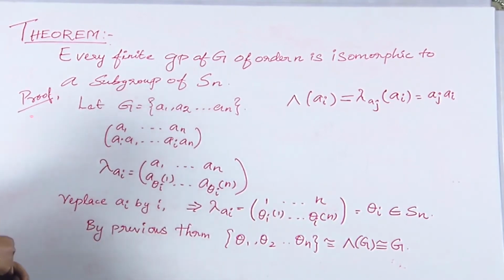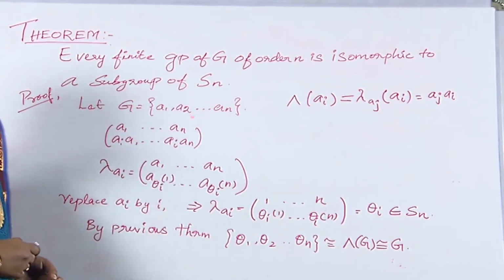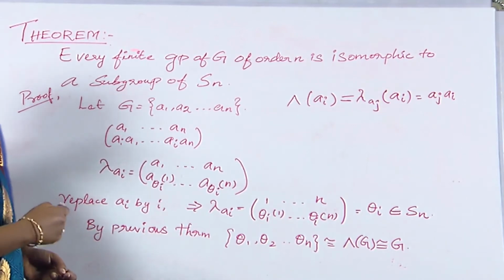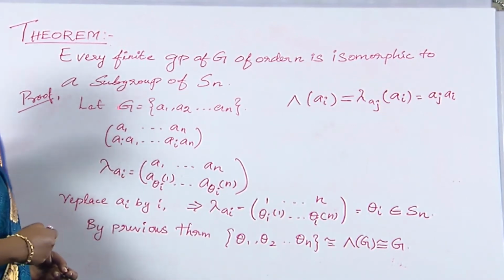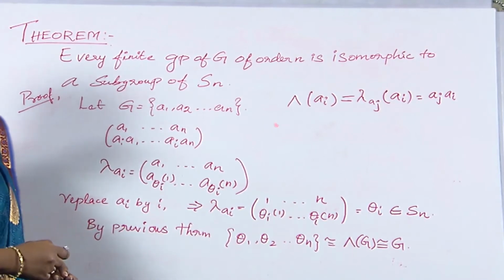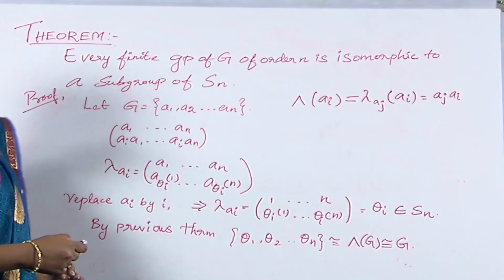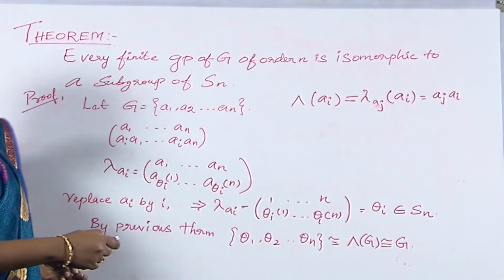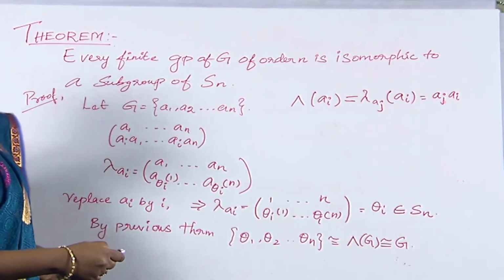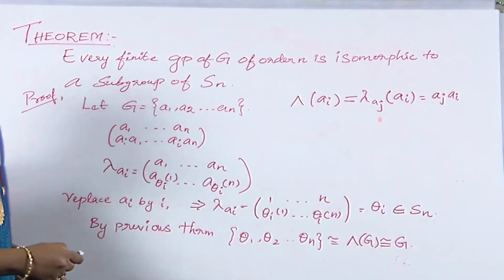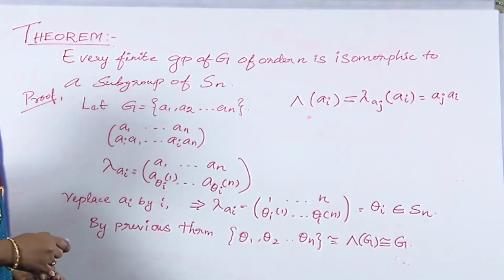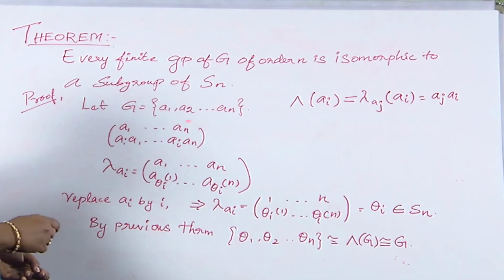Now, the proof is: let G equal A1, A2, and so on up to An. So this is any finite group of order n. So we have picked this particular group. We already know the wedge mapping that we saw in the previous theorem. Gamma of Ai is equal to lambda Aj of Ai, so that is equal to Aj Ai. So this is the original thing that we learnt in the previous theorem. And now we represent it as a permutation.